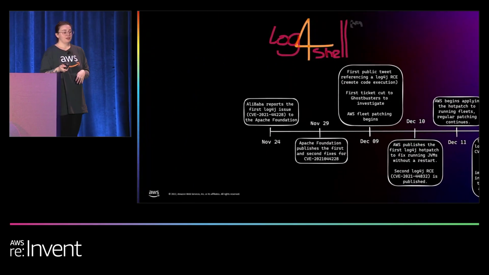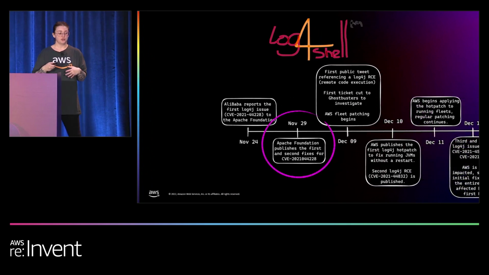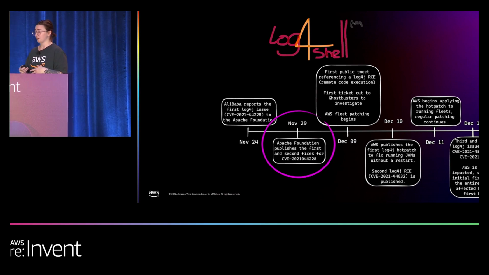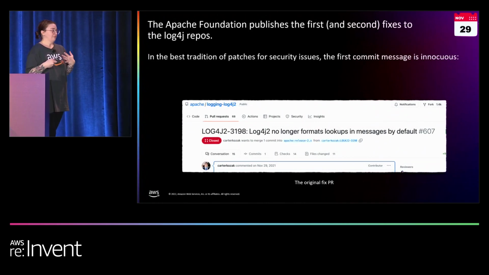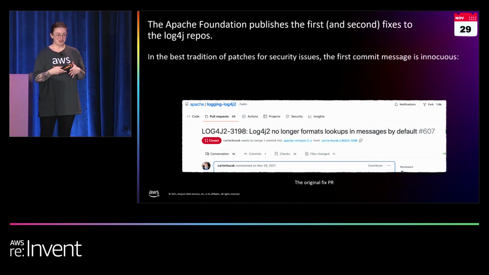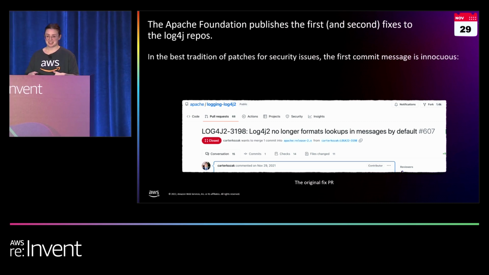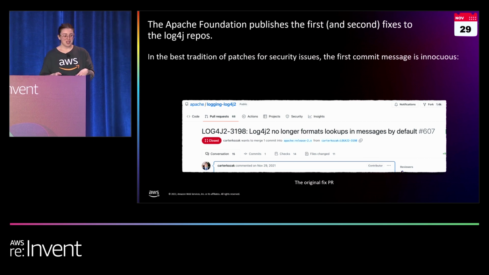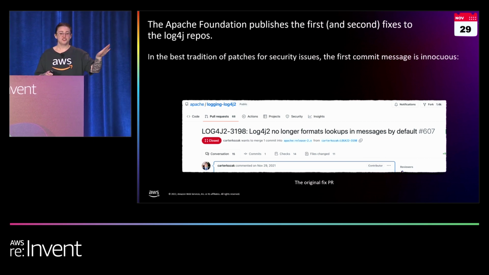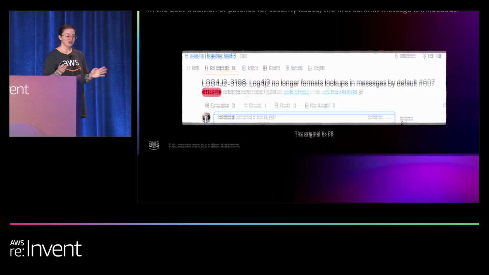On November 29th, the Apache Foundation publishes the first and second fixes for that original issue reported by Alibaba. If you work on a lot of security issues, you'll notice that they look a lot like this in general. The commit message for the patch itself is pretty boring. There are some trigger words in here if you read a lot of these, but it's basically just saying, hey, don't worry about this. We just don't format lookups by default. No big deal. Don't worry about it.